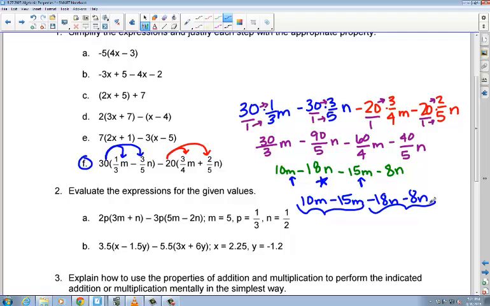So 10 minus 15 is a -5M, and then -18N minus 8N is a -26N. And now I can no longer combine like terms because an M is not the same thing as an N, and that is my final answer.